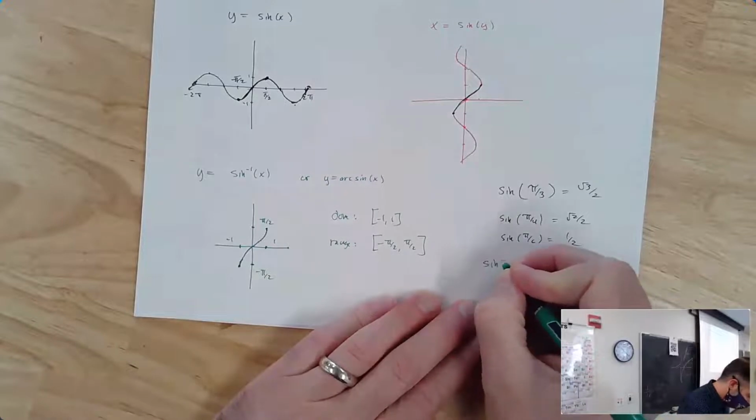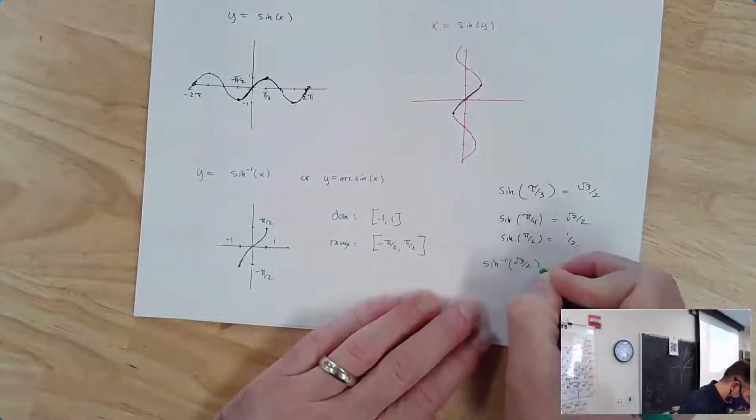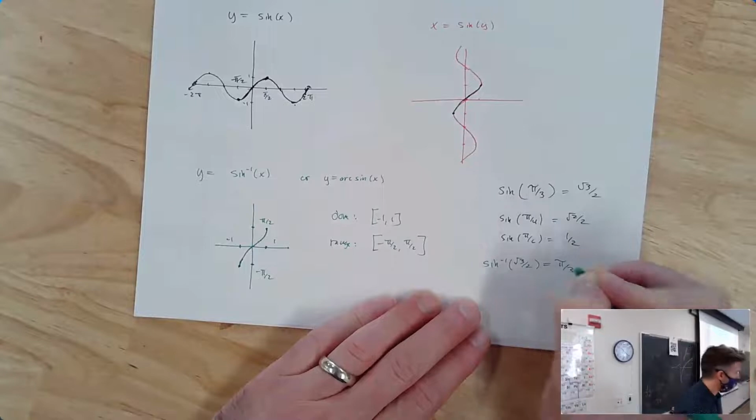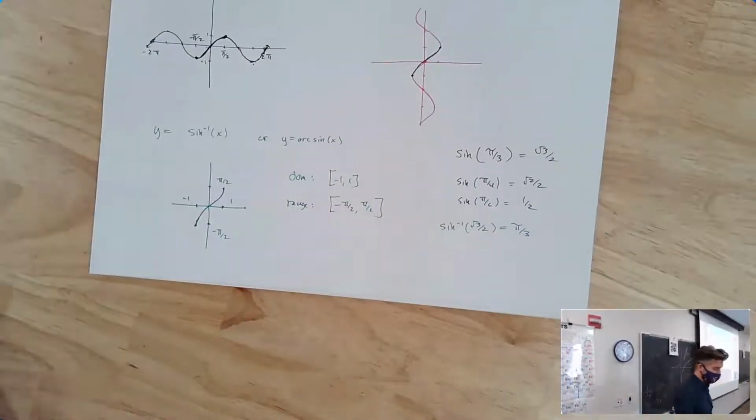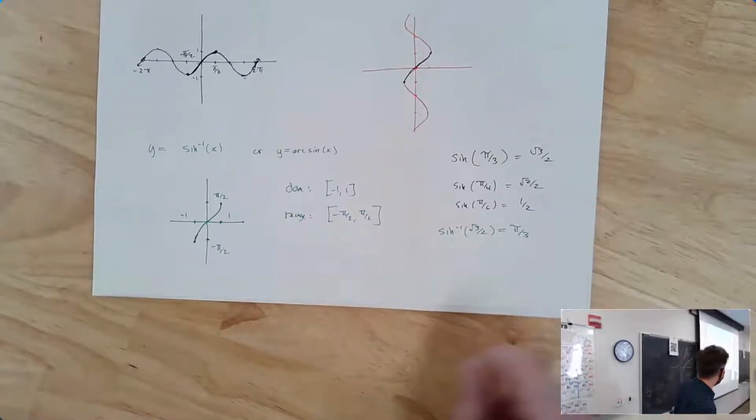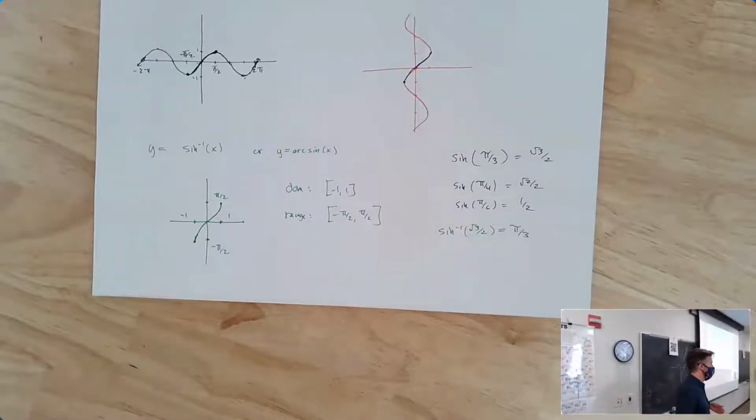The inverse sine of root 3 over 2 is equal to pi over 3. Or as I usually say, when I look at the inverse sine function or the arc sine function, the inverse sine of root 3 over 2 is the angle whose sine is equal to root 3 over 2. That angle is pi over 3. But honestly, when I see an inverse trig function, the first thing I think is that the answer is an angle.